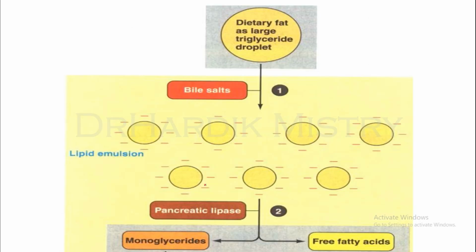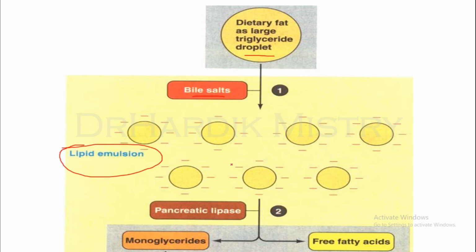Now we begin with fat digestion. Dietary fat has large triglyceride droplets. When it comes in contact with the bile salts, it forms a lipid emulsion, or emulsification of the lipid occurs, so that the large dietary triglyceride droplets are converted to small lipid droplets.